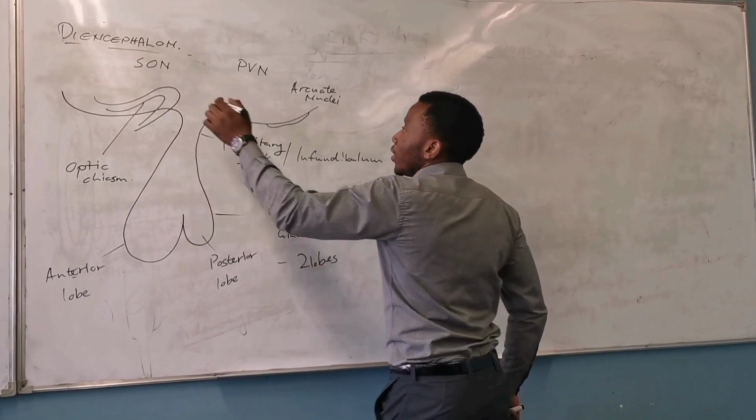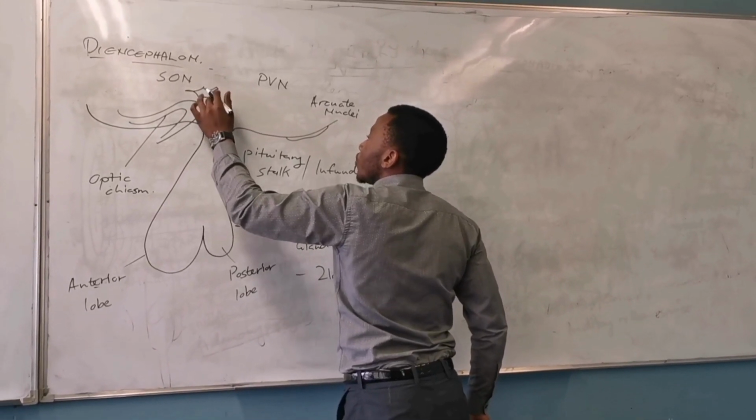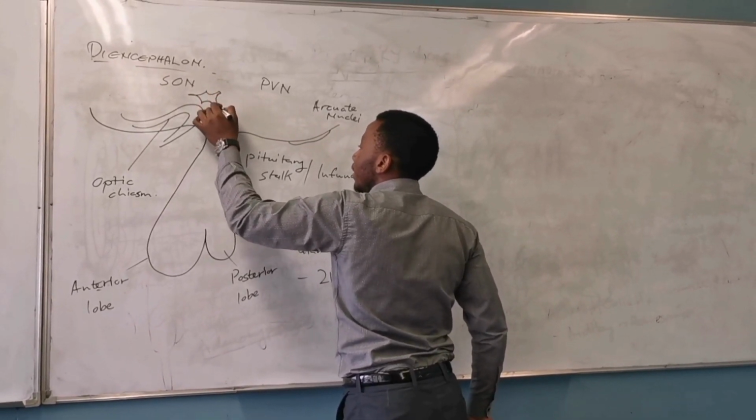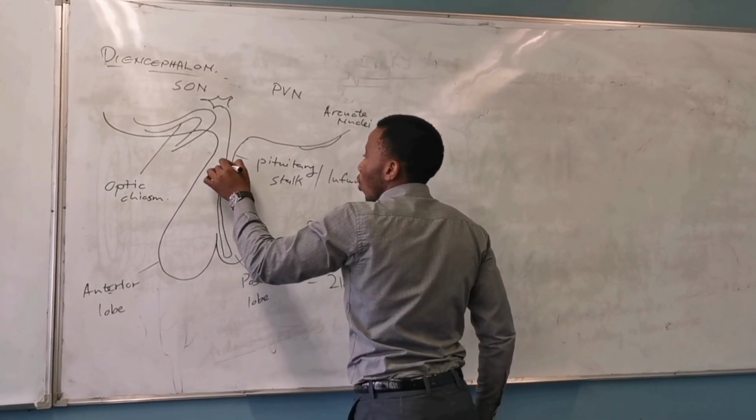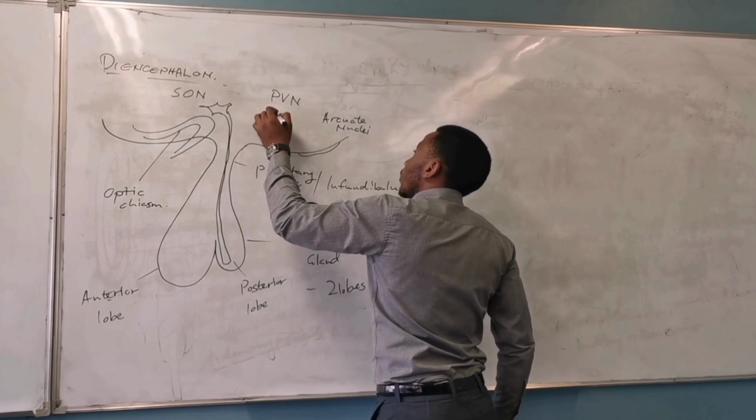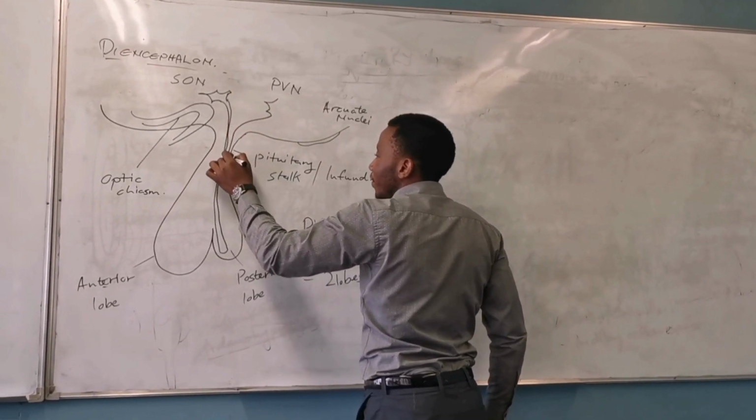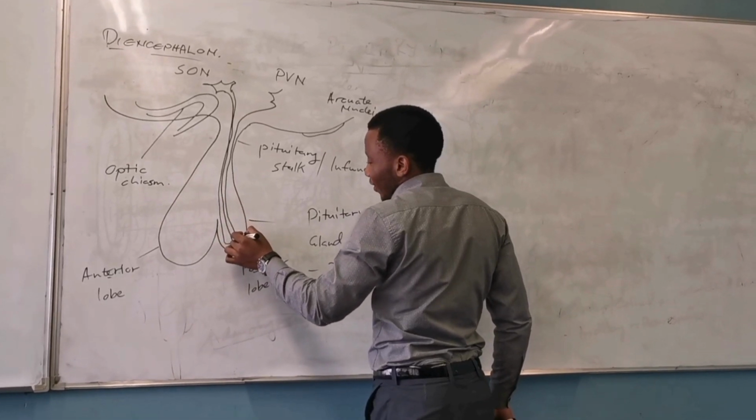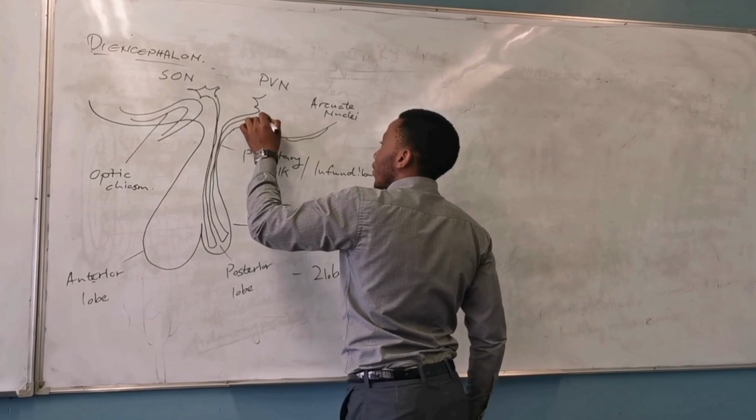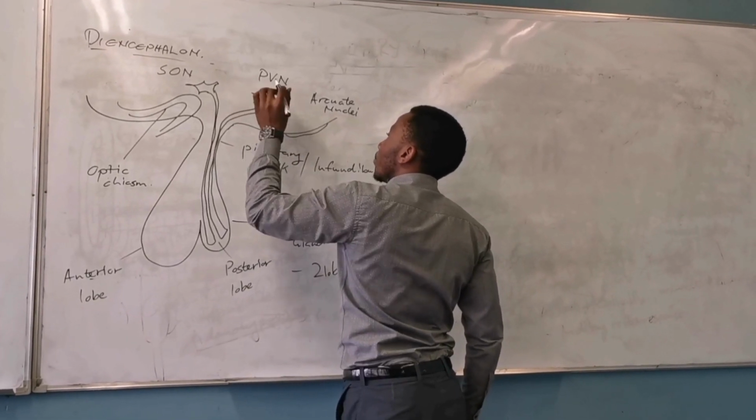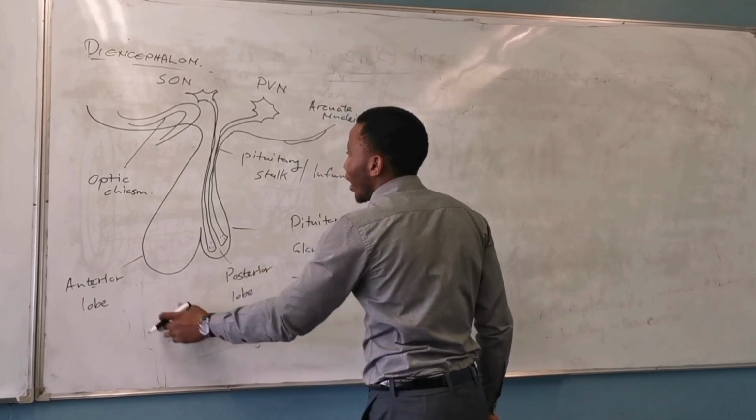Remember that. So, the paraventricular nucleus and the supraoptic nucleus as well, they will send their axons all the way to the posterior lobe of your hypophysis. These axon terminals are going to serve as stimulators of your posterior lobe. So you have your axon terminals here, posterior lobe, anterior lobe.